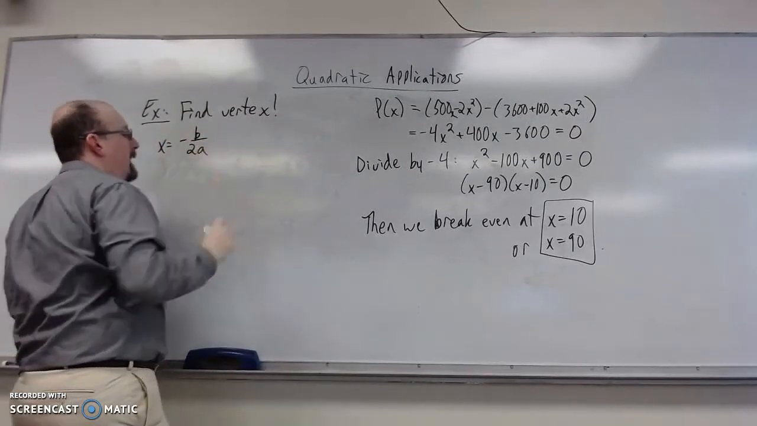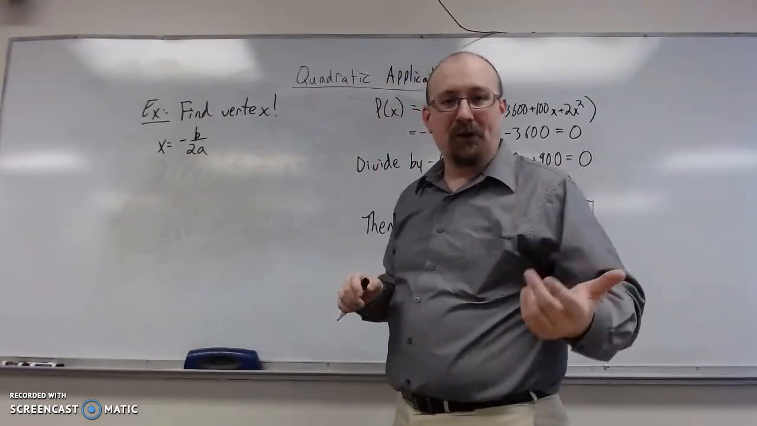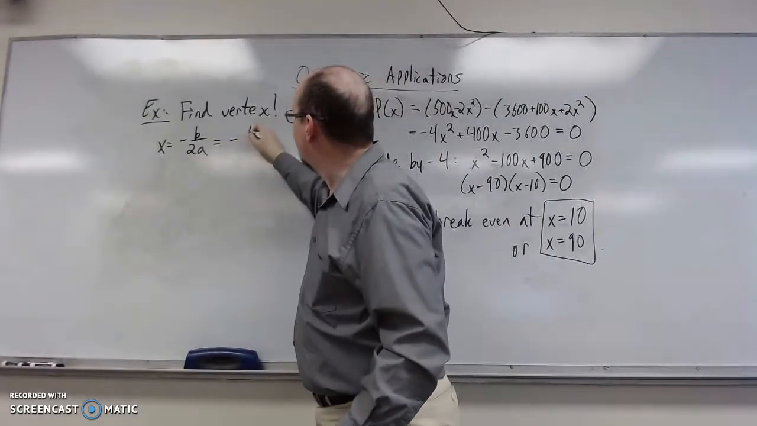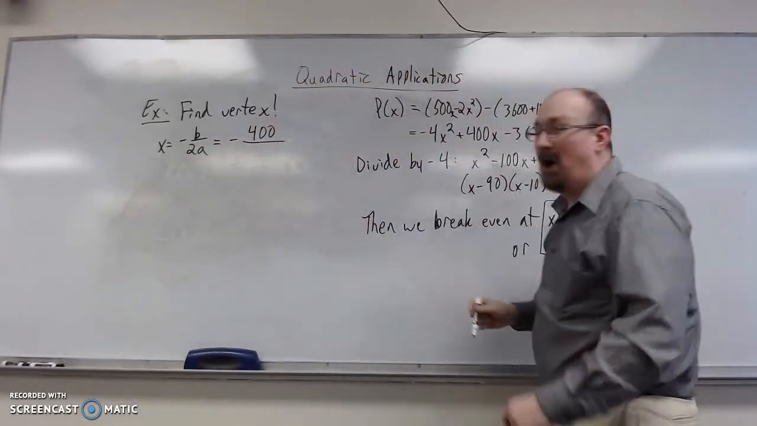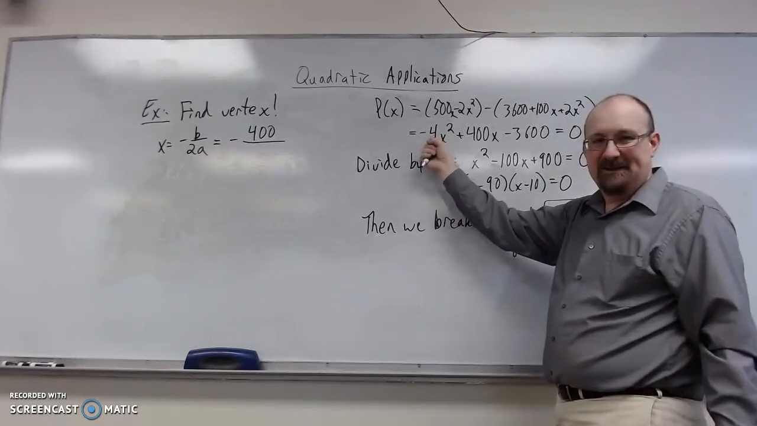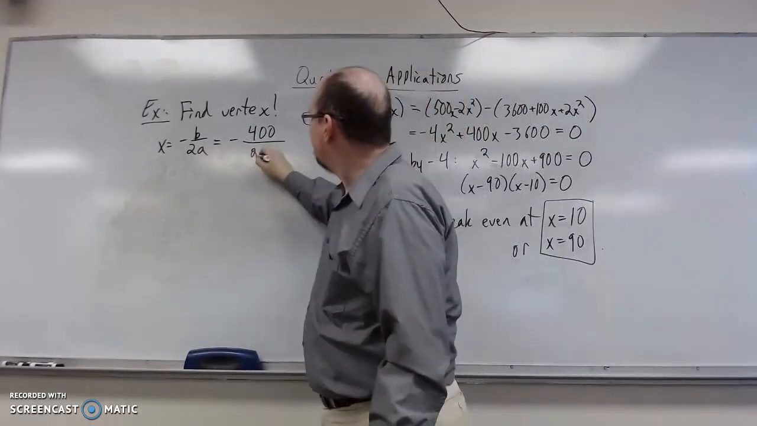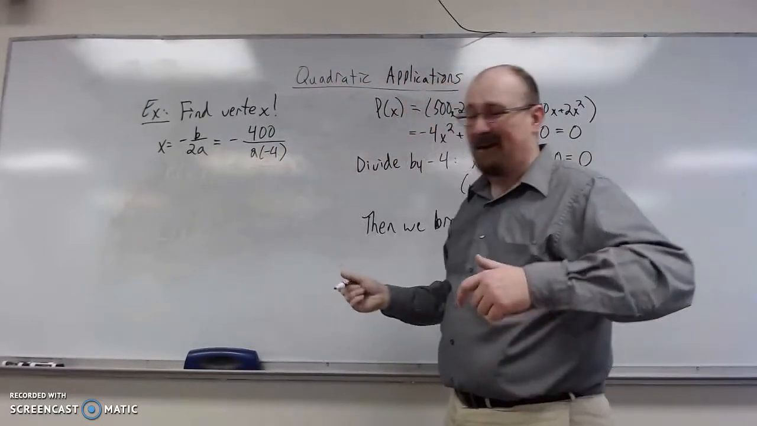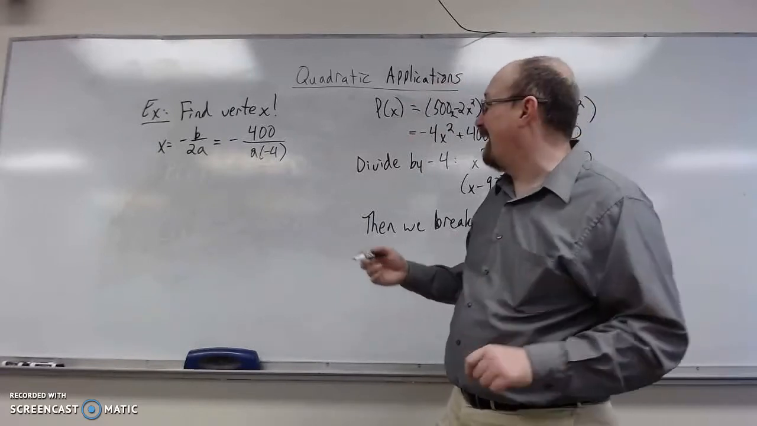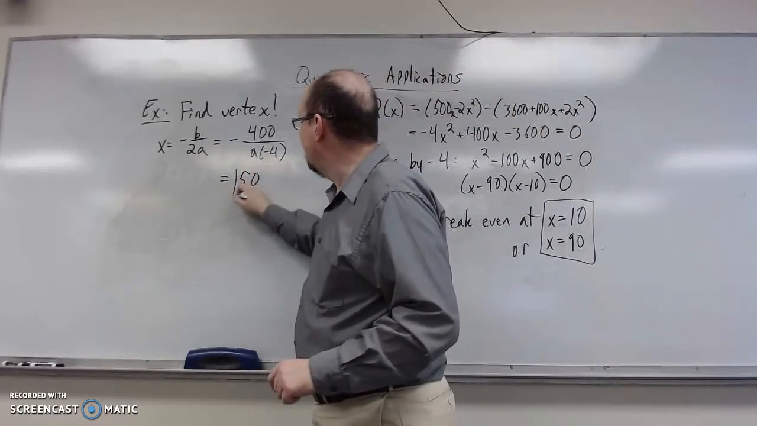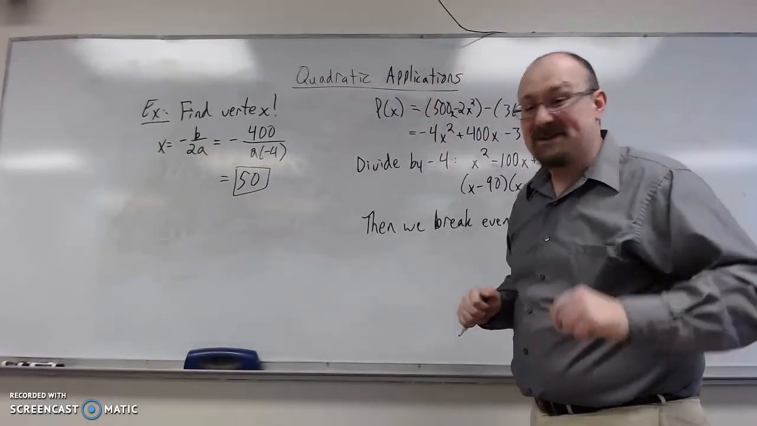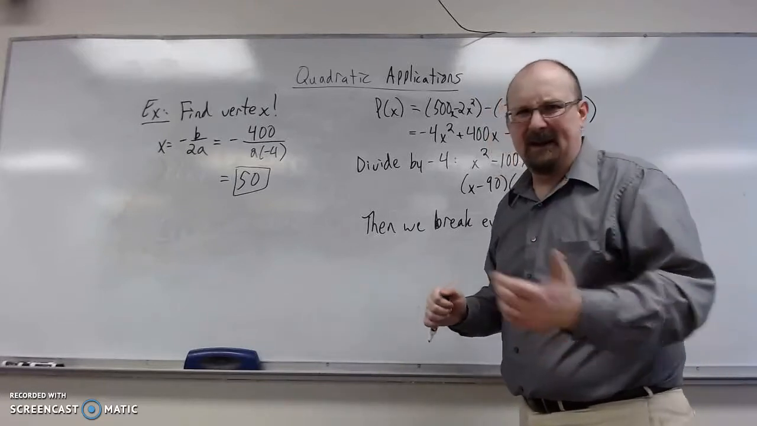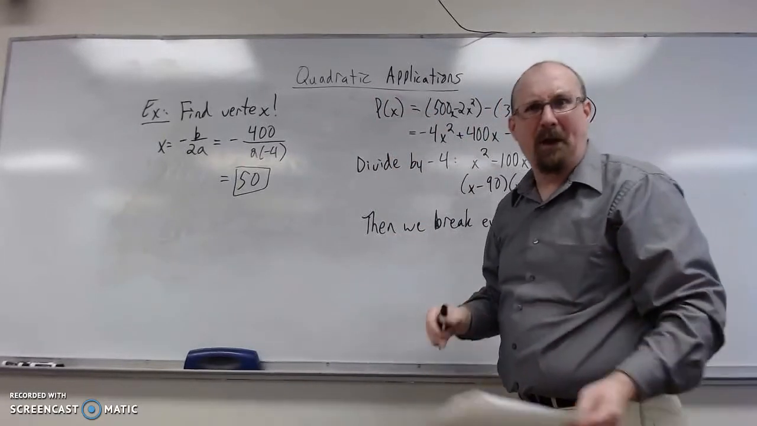Remember our formula from last time was negative b over 2a. Our b is this 400, so we have negative 400. Down below, we have 2 times a, which in this instance is negative 4. So we have 2 times negative 4, which is negative 8. Negative 400 divided by negative 8 is, in fact, 50. So in order to maximize our profits, we need to make and sell 50 sets of these headphones. Again, I don't know if we are guaranteed we can pull that off, but hey.